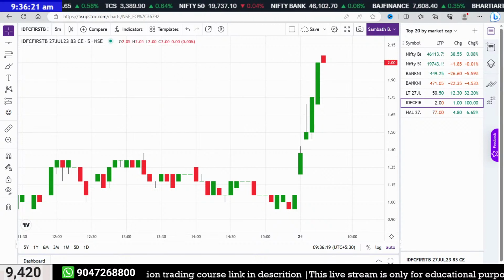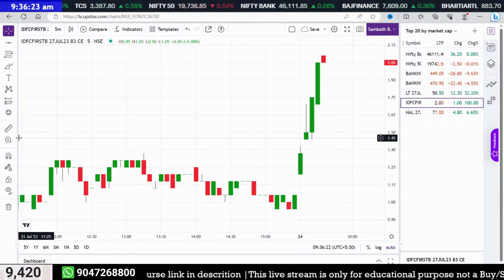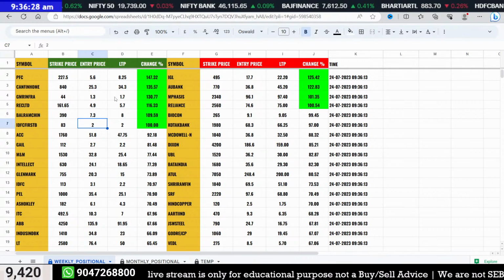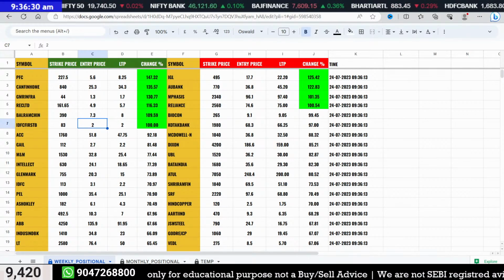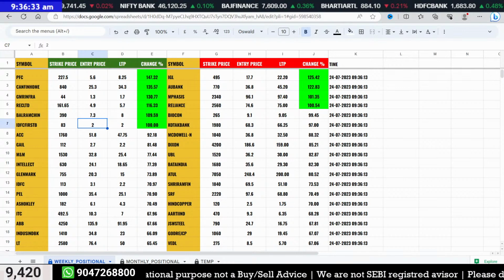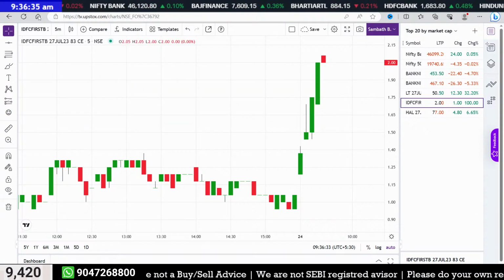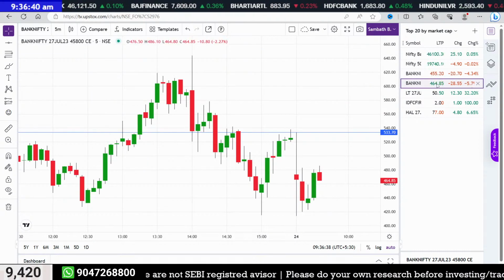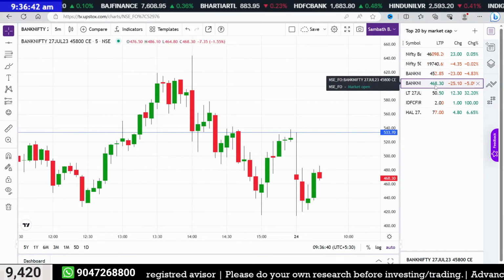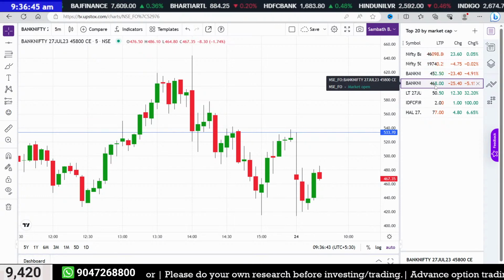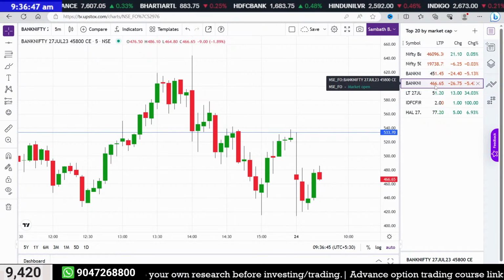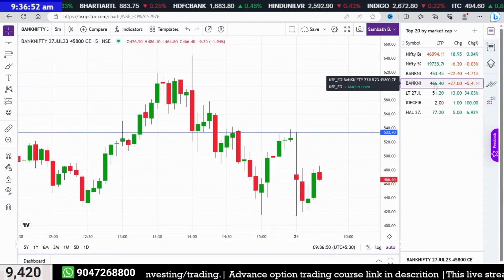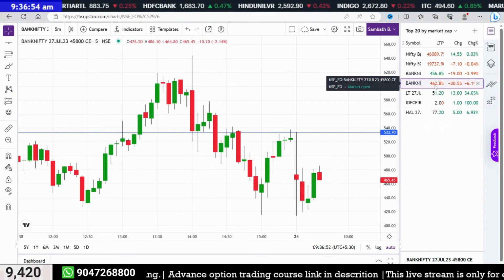Exactly 2 rupees, and the high made is around 2.1. And is there any other? So maybe still not given you any opportunity. Bank Nifty initially started positive, and again it is trading negative and now slightly positive. Maybe that's why the premium of these options is trading near about the same range.